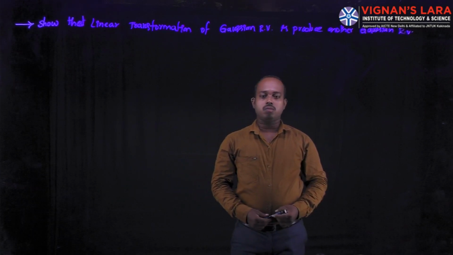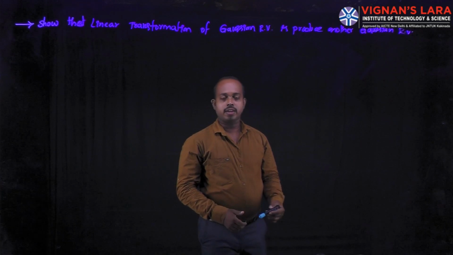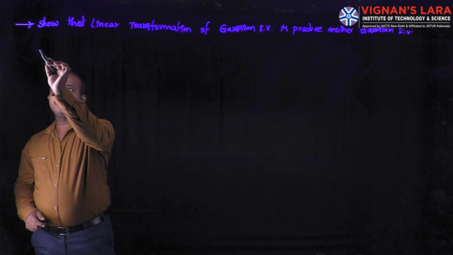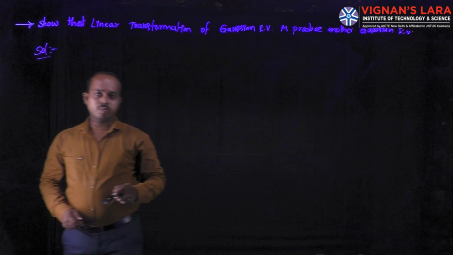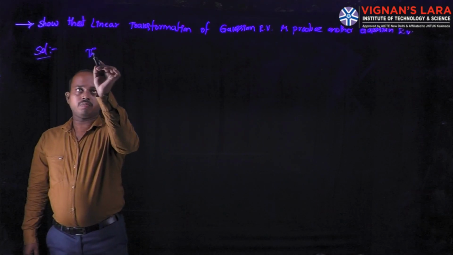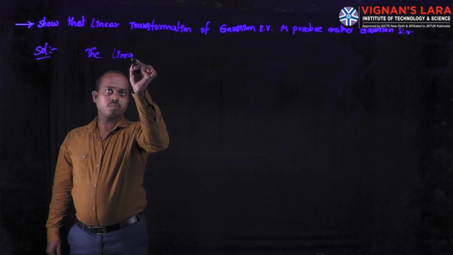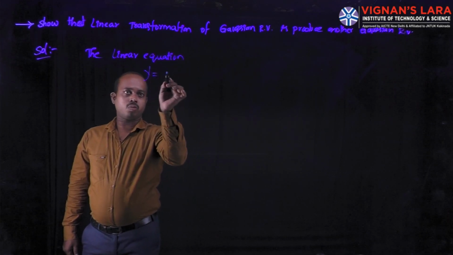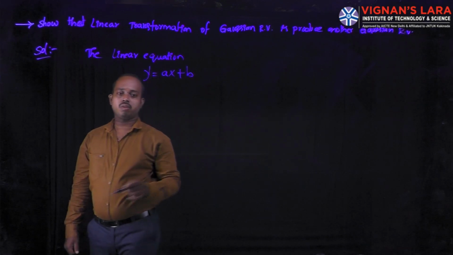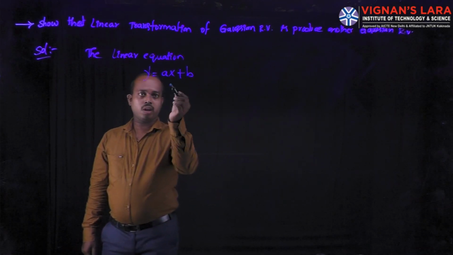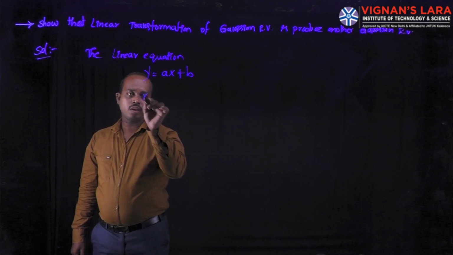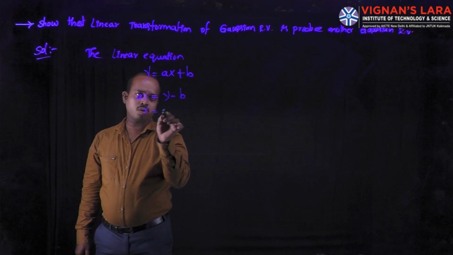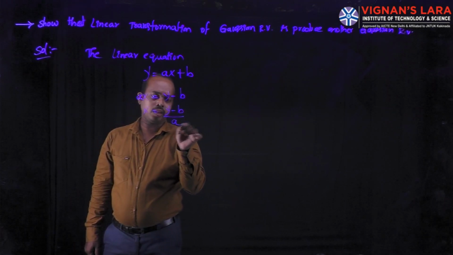We can obtain this. Here take the linear transformation equation, which we already know: y = ax + b. From this we can obtain the x value. How to get the x value? ax = y minus b. From this, x = (y minus b) divided by a.